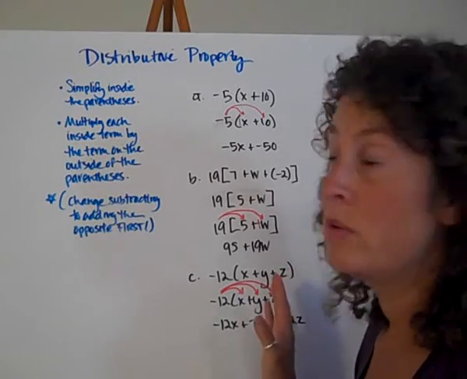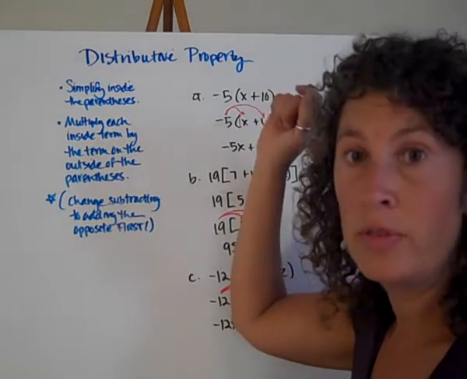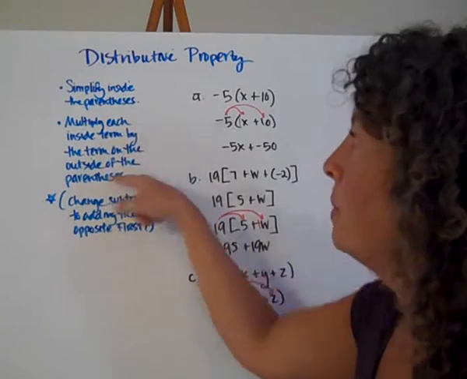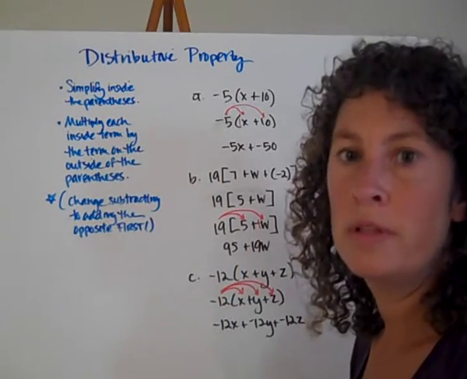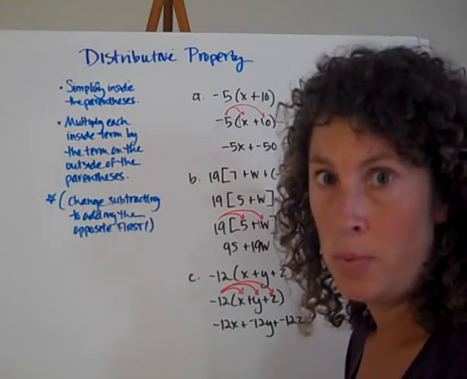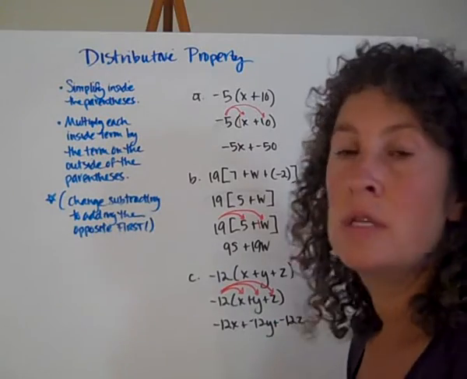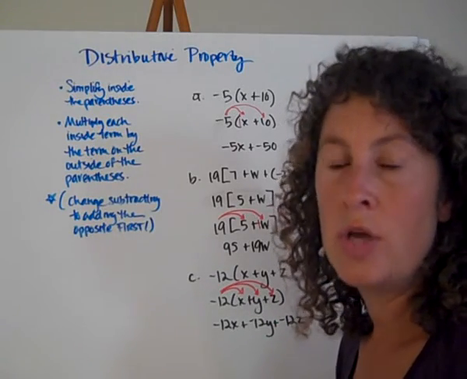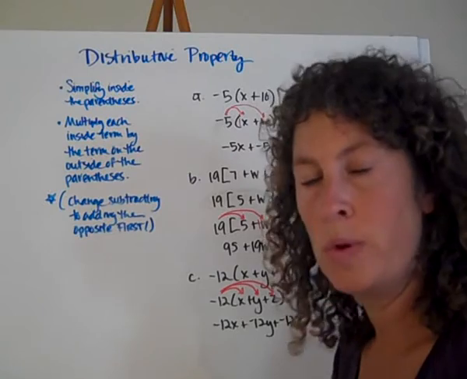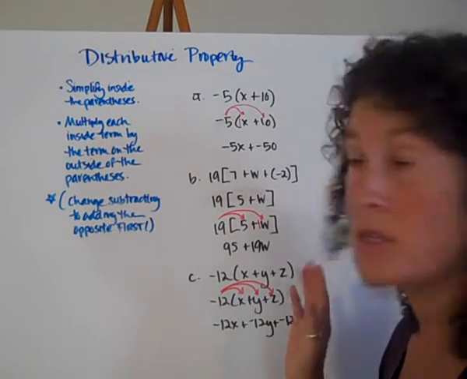So how do we work with the distributive property? We're going to simplify inside the parentheses first, if we can. We're going to multiply each inside term of the parentheses by the term that's on the outside of the parentheses. And I highly recommend that if you have to deal with any subtracting, you change it to adding the opposite first. We talked about that when we dealt with integers. So let's look at a few examples.